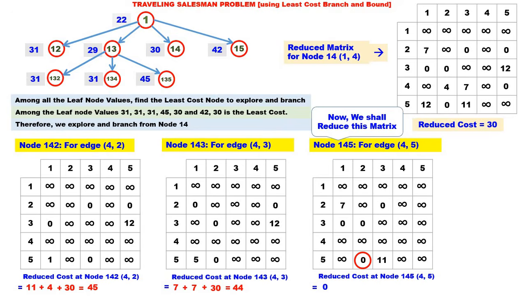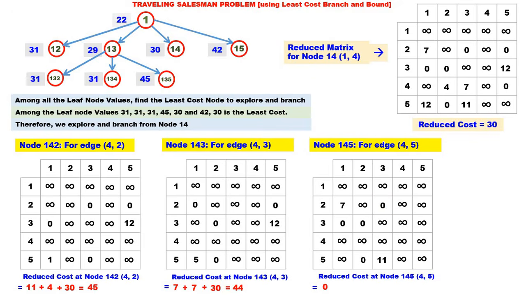Next we shall come to the columns. First column, the minimum element is 0, no change. Second column, the minimum element is 0, no change. Third column, the minimum element is 0, no change. Fourth and fifth column, infinity, nothing doing. Therefore, the minimum cost is 0 only.